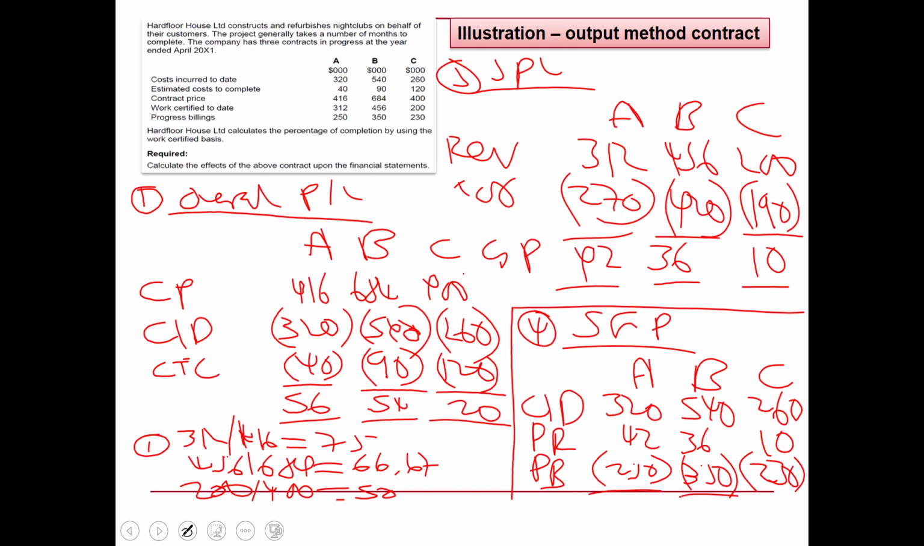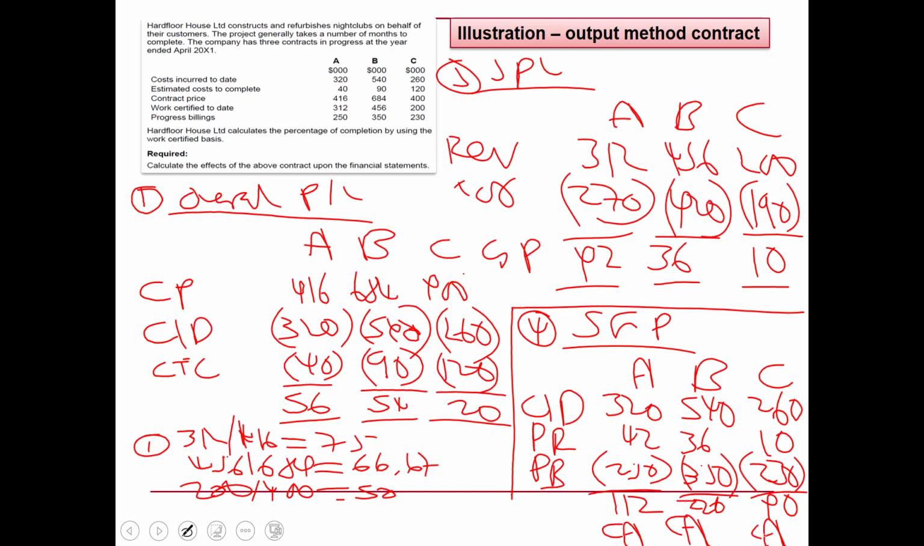So we are now saying, how much are we owed, or how much do we owe? If we're entitled to 320 plus 42 and we have already received 250, it means here we are owed 112. So this is a contract asset. We are owed 226, which is also a contract asset. We are owed 40, which is a contract asset. So that's basically how we recognize revenue.